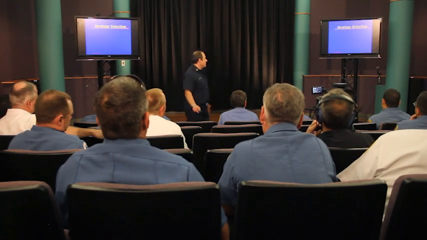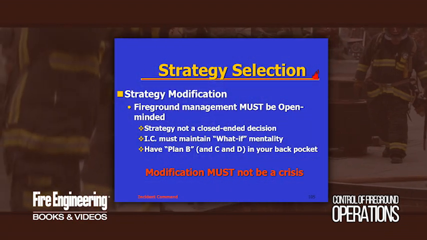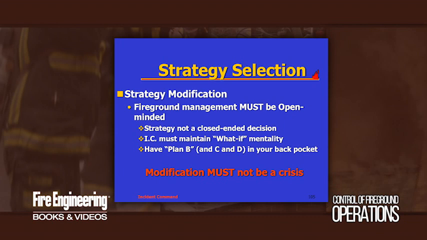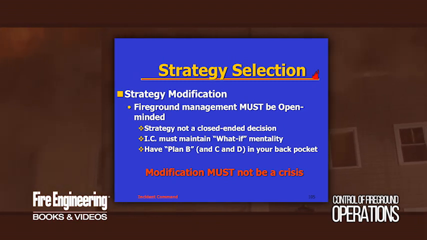Somebody will. All right, modification. And then we're going to cover post-control. Strategy modification has to be open-ended. You got to be thinking that if things aren't going our way, how am I going to switch from offensive to defensive? It takes some steps to do. You can't just all of a sudden open up deck guns and master streams and hope people are out of the way. Right? So it's not a closed-end decision.